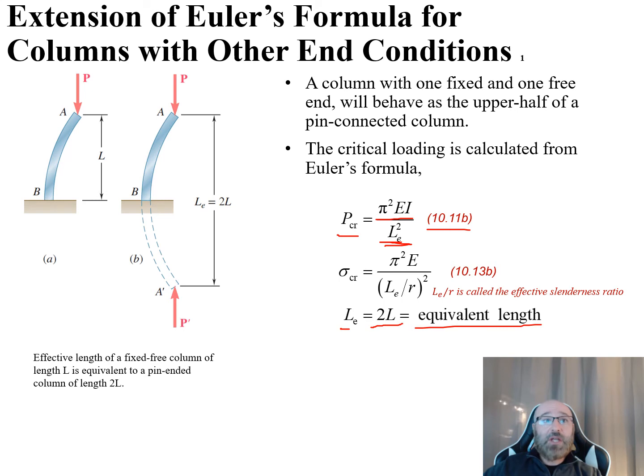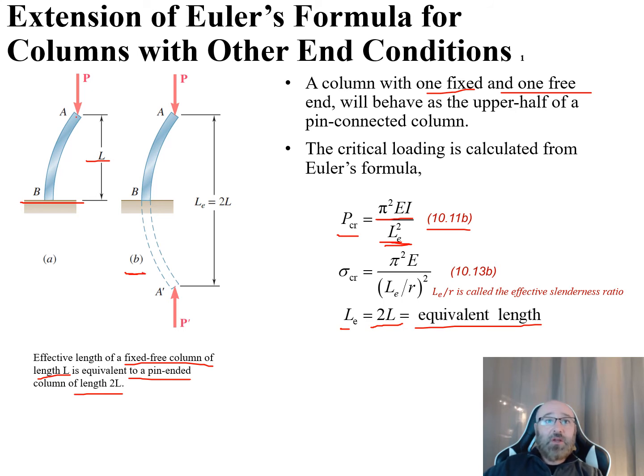If we go back to our diagram, we can see this is for our column with one fixed and one free end. At the fixed end, from B to A, this is the length L. For our effective length, what we're trying to do is relate this back to a pinned column that we have these relationships and governing equations for. So the effective length of a free-end column of length L is equivalent to a pin-ended column of length 2 times L. That's what we can see in part B of our diagram.